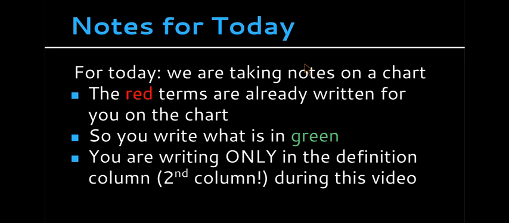We're taking notes on the chart that you have in front of you. The red terms, what would normally go on the left side of your science notebooks, are already written for you in the first column of the chart. So, you need to be writing what's in green. You are only writing in the definition column, the second column, during this video. The other two columns, the picture and the connection at SciTech, are going to be for a later part of class.